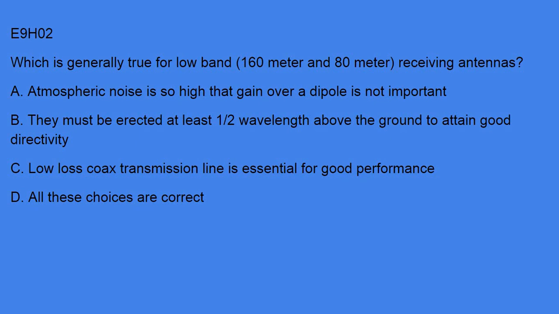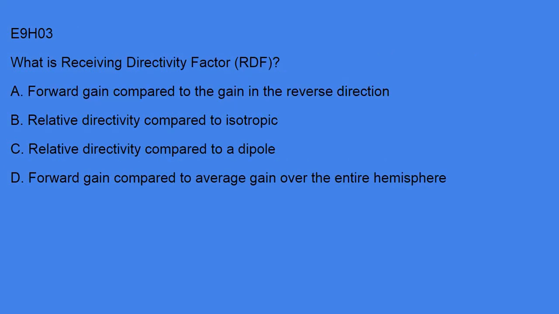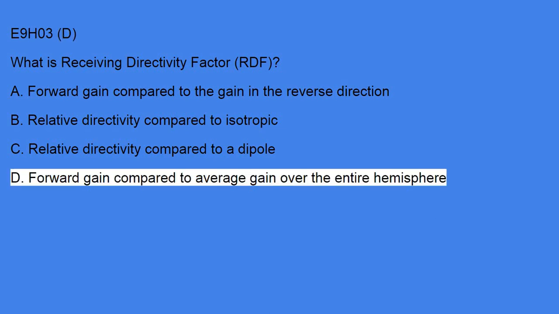E9H02, which is generally true for low band, meaning 160 meter and 80 meter receiving antennas? Atmospheric noise is so high that gain over a dipole is not important. E9H03, what is receiving directivity factor, RDF? And that's forward gain compared to average gain over the entire hemisphere.